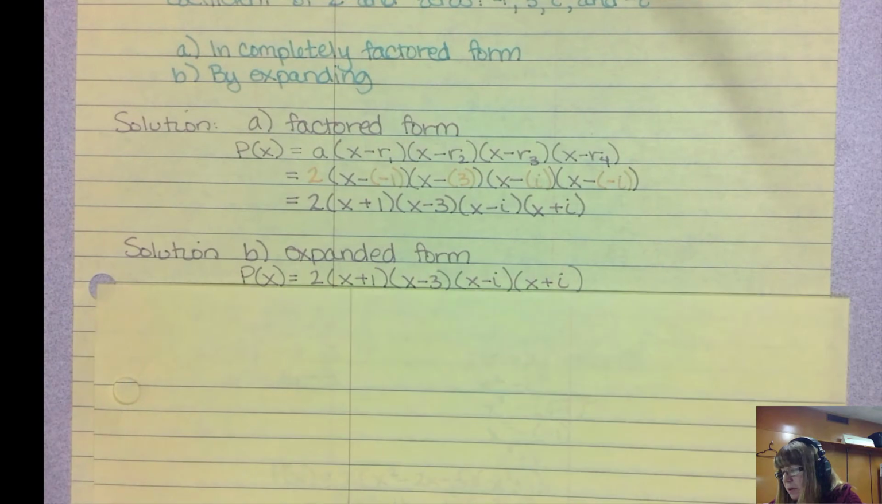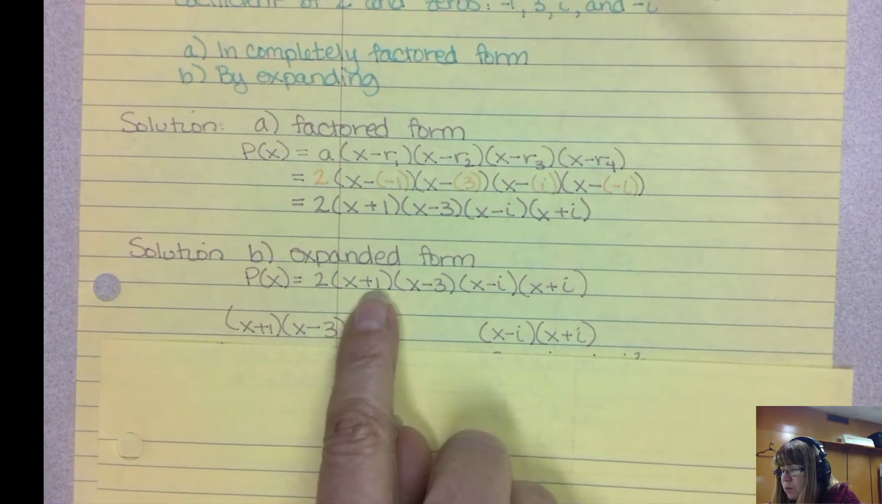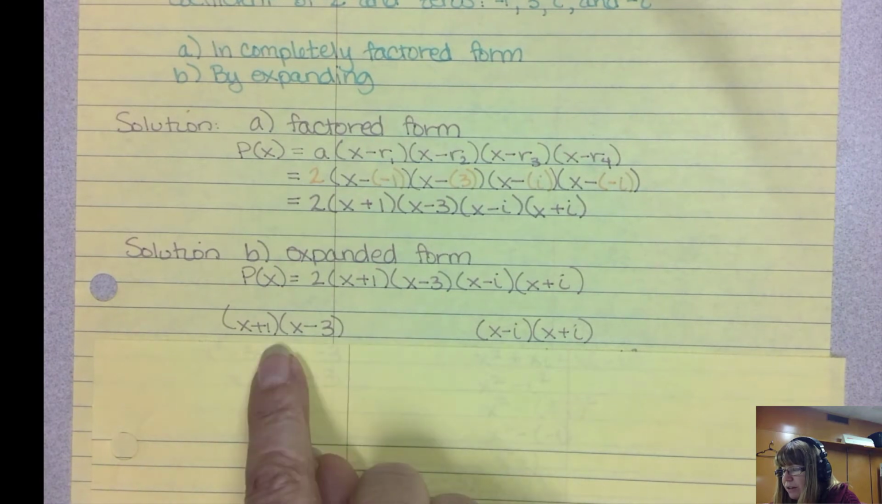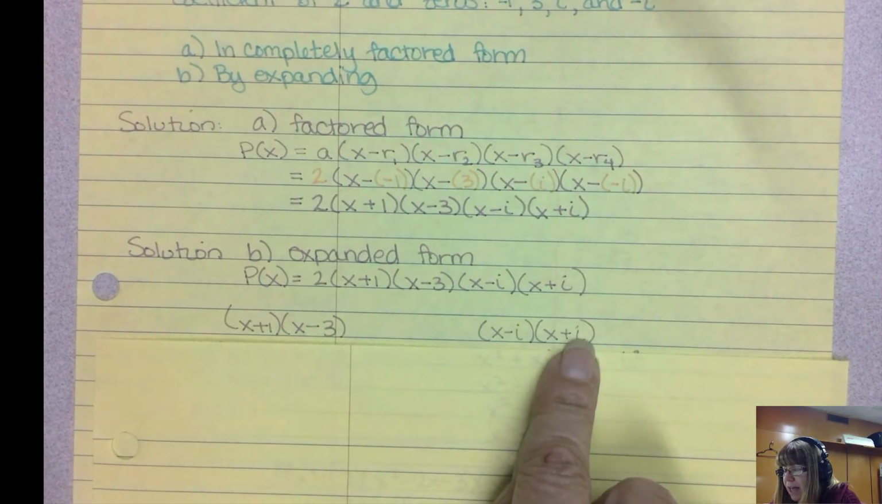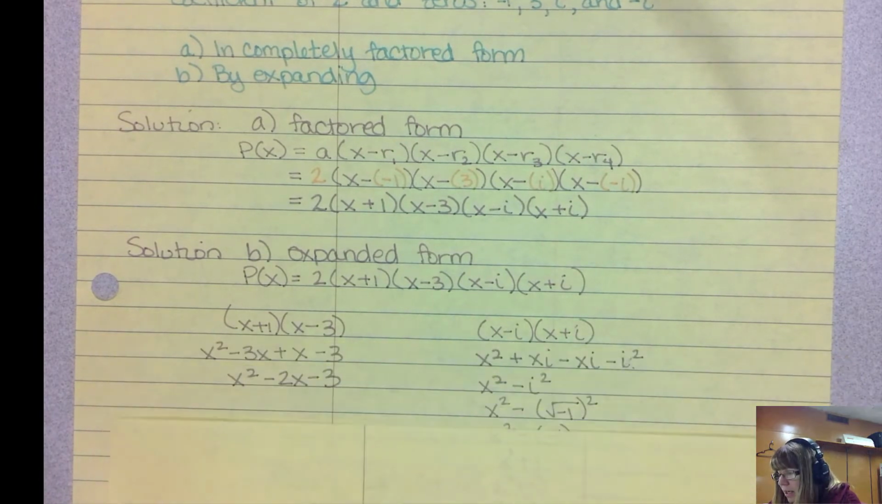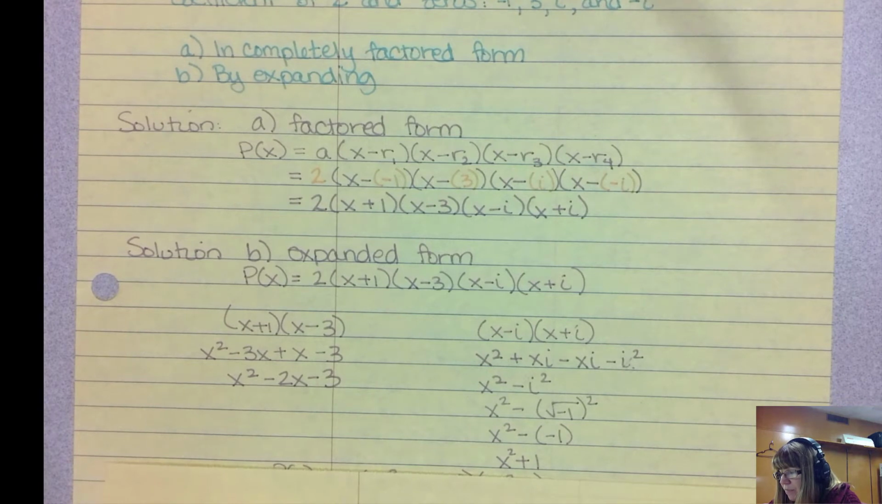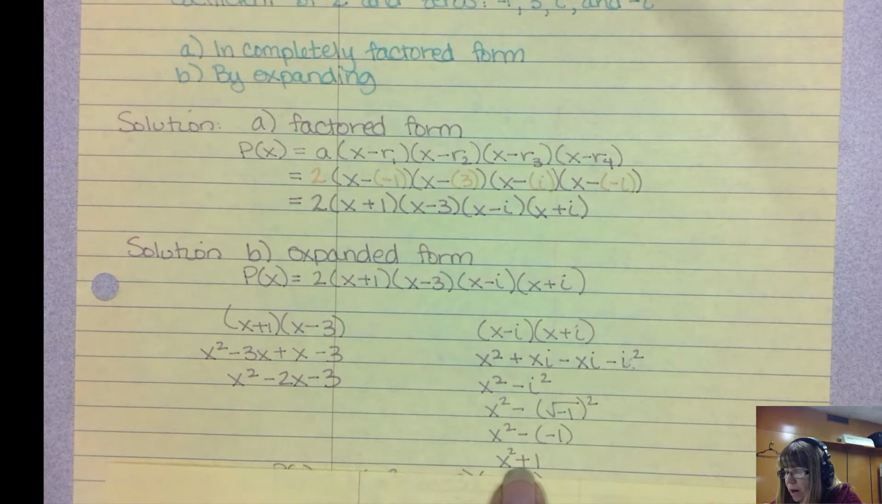This is just multiplication. So I'm going to do it in the 2 groups, the x plus 1 and the x minus 3 together, and the x minus i and the x plus i together. And I'm just going to use foiling to do this. And I'm going to end up with, for the first one, x squared minus 2x minus 3. And in the second one, I'm just going to run through this one from the start.